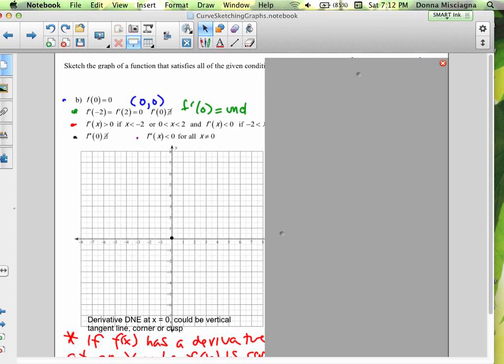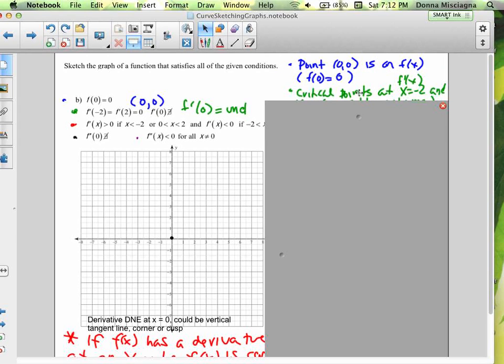Right, and here we go. Any day now. All right, I'm going to go use the mouse, because apparently that will go faster. I added that information from the point. Oh no, spinning ball of death. Oh, there we go. All right, so I already added in the point (0, 0) is on f of x, because we're told f of 0 equals 0.